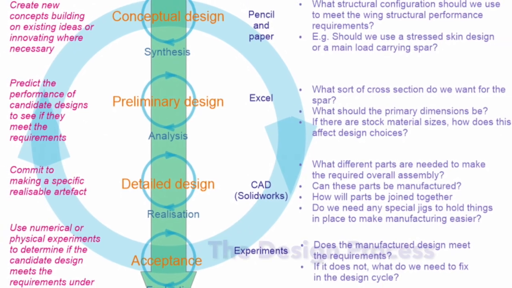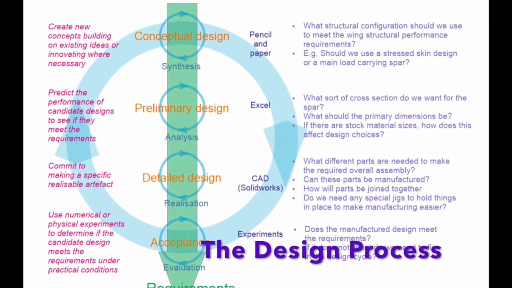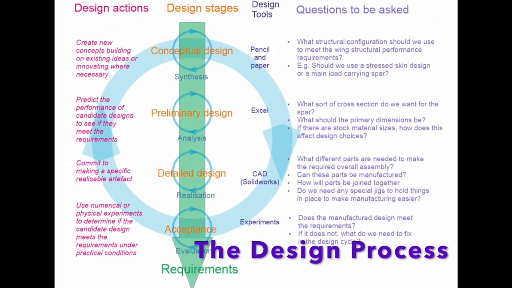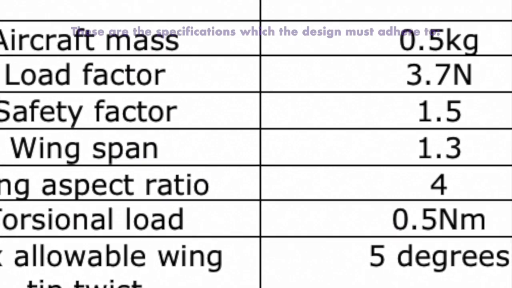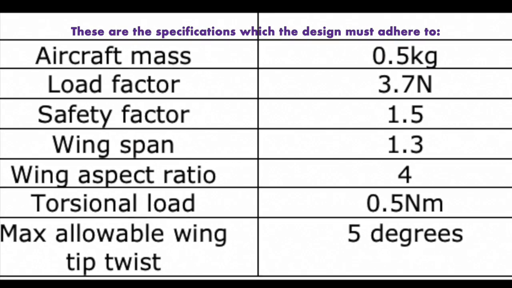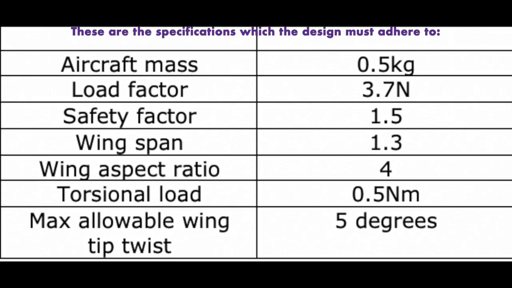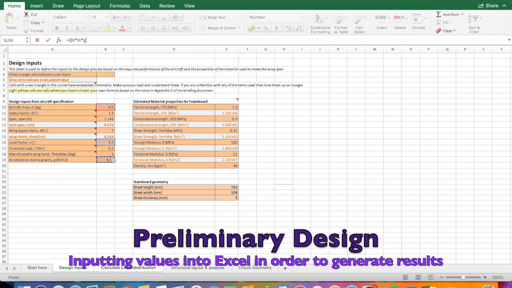This is the design process followed by engineers in industry and the process followed in this project. Specifications were provided prior to this project. The design must uniquely hold a load factor of 3.7 newtons and a torsional load of 0.5 newton meters. This is the preliminary design phase.